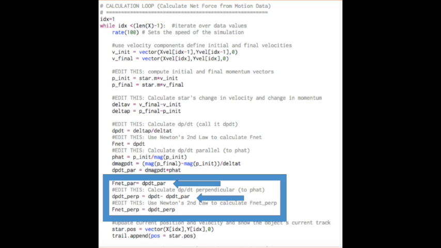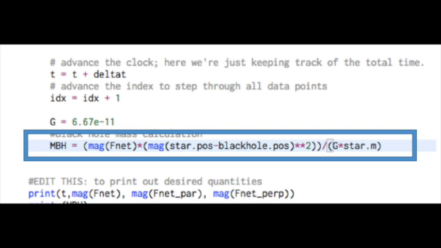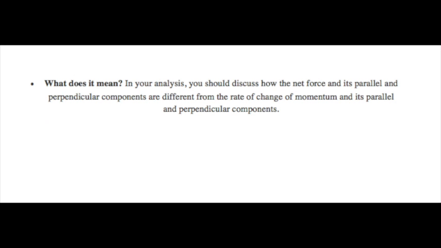Now, because of the momentum principle, we know that the final value for F net perpendicular is equal to dP dt perpendicular. To calculate the mass of a black hole, we take the magnitude of total F net multiplied by the magnitude of the distance between the star and the black hole squared, divided by G times the mass of the star. This is the gravitational force equation previously shown, just algebraically solved for the mass of an object.